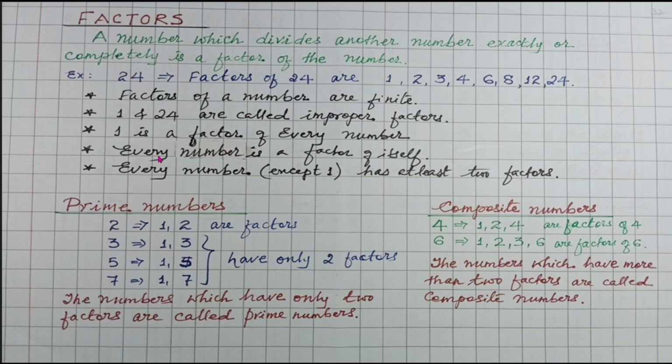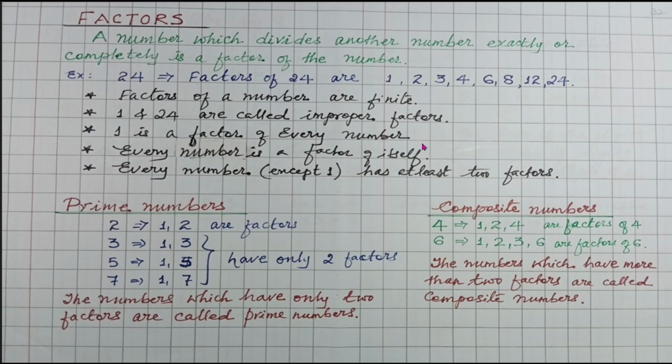If you observe here, 24 has countable factors, and therefore the factors of a number are always finite. 1 and 24: 1 is a factor of 24, and 24 is also a factor of 24, but we call them improper factors. The rest of them are proper factors.